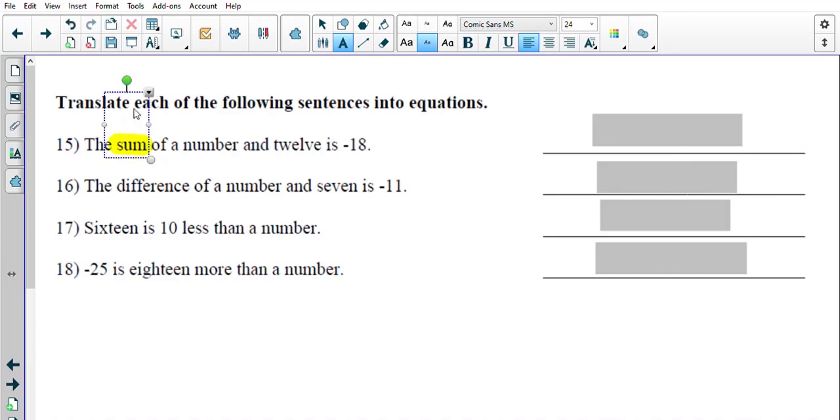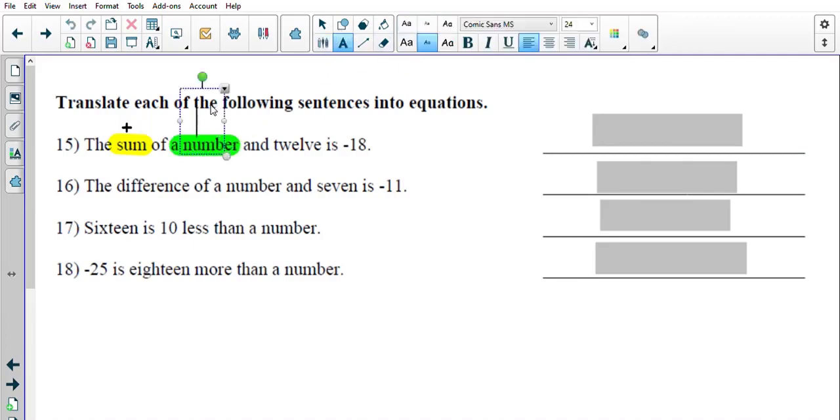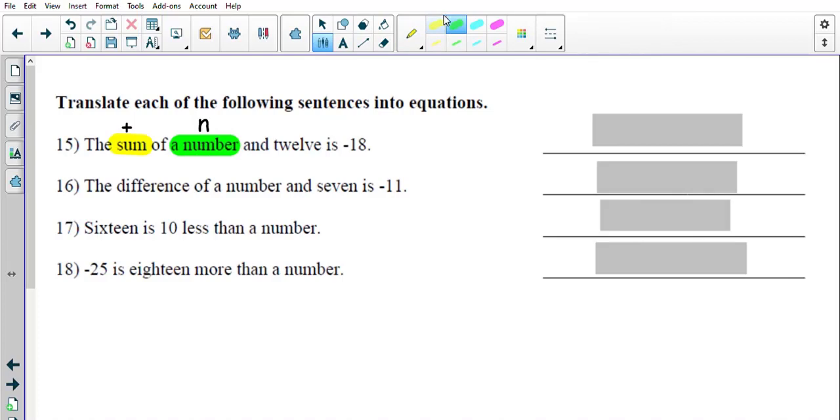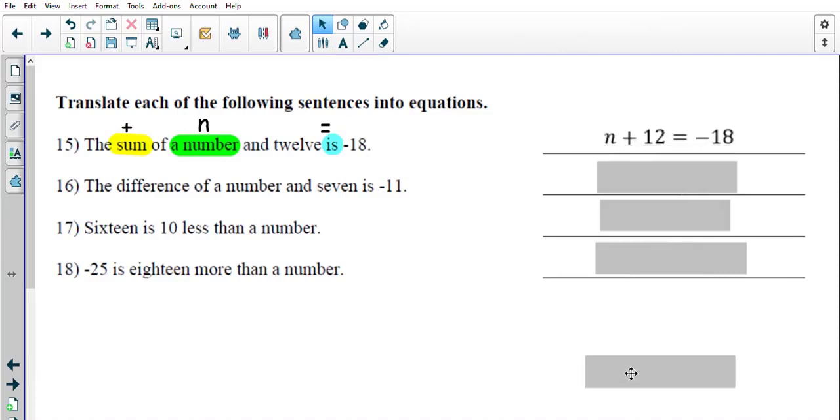Not a 6, but a plus sign. The number is going to represent my unknown in this case, so I'll use a variable like n to represent that. So the sum of a number and 12, obviously this is the number 12. The word is generally is going to represent your equal sign, so I'm going to put an equal sign right up here. So if I say the sum of a number n and 12 is negative 18, that's going to look like n plus 12 equals negative 18.